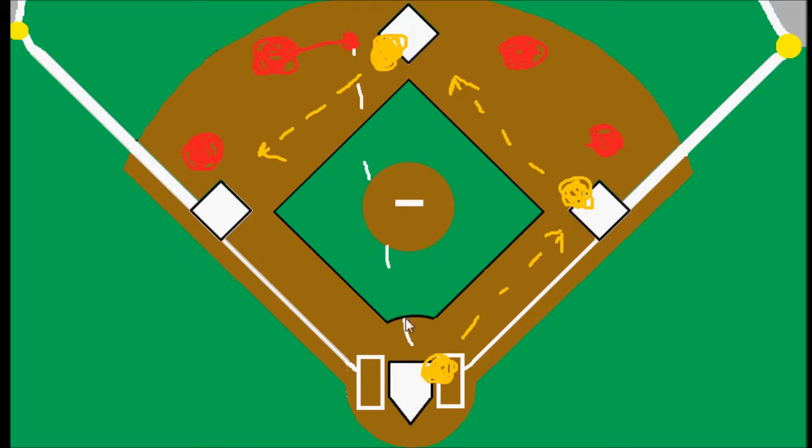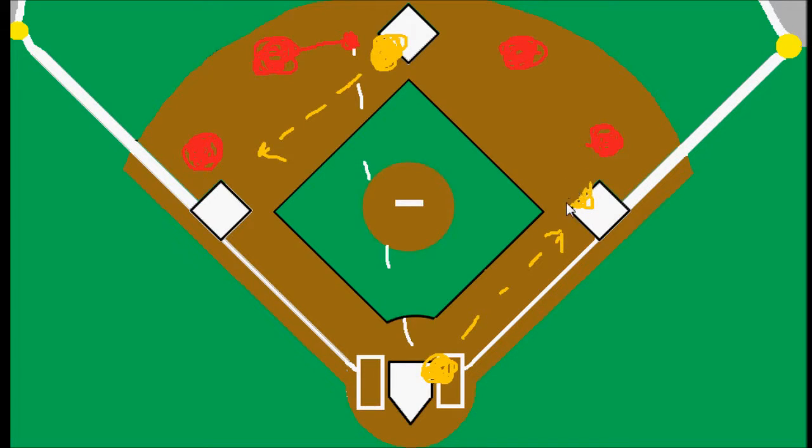Because the ball was hit hard enough, the shortstop will be able to pick up the ball and step on second base before this runner is able to make it there. So he'll be out. That's our first out. What that means is that as soon as he steps on second base, this base runner over here is out, so he's removed from the situation.